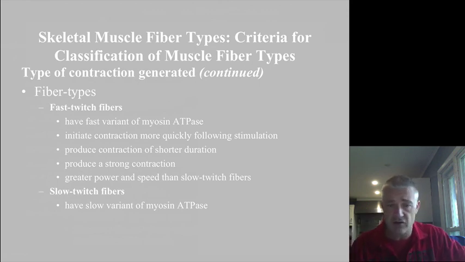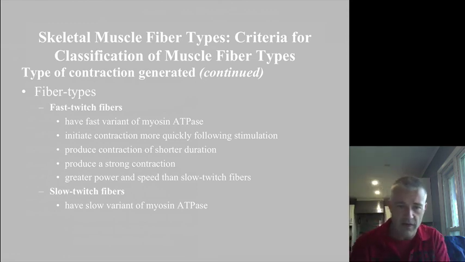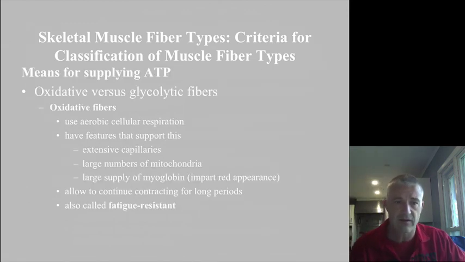Slower twitch fibers have a slower ATPase, generally less fibers. It's going to take them longer to contract after stimulation. Their contraction isn't as strong, but they are able to do these contractions for longer periods of time. So that is what you're going to see with these slow twitch fibers.